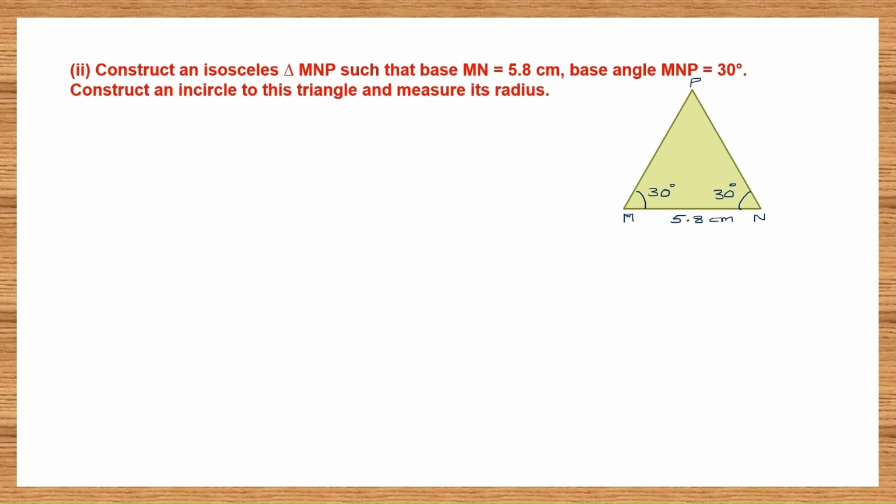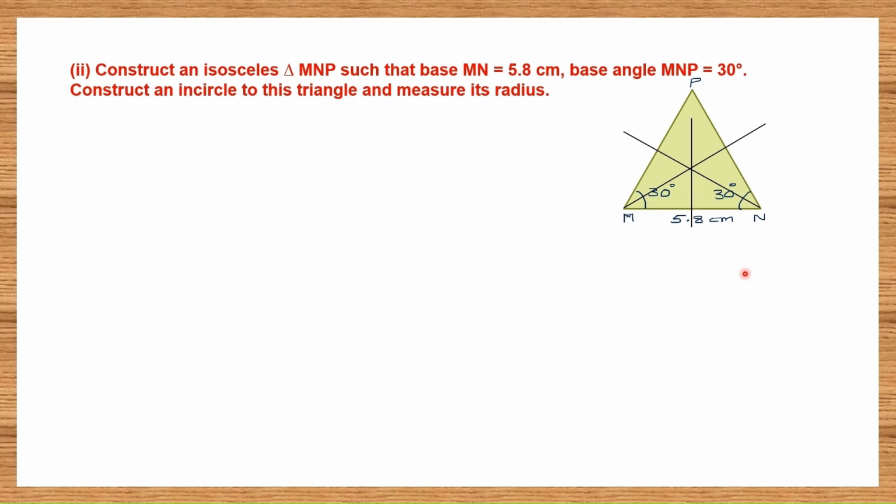Now we have to construct an incircle. That means we have to bisect any two angles. So we can bisect M and N. Divide it into two. Bisect 30 degrees here and 30 degrees here. So we get a line like this and a line like this. So we have bisected both. Now from this point where the bisection has happened, from there we have to draw a perpendicular.